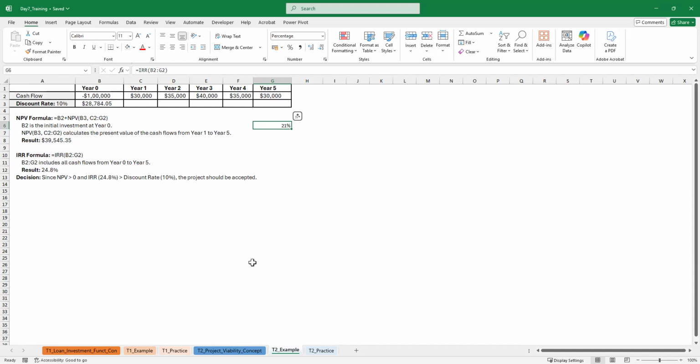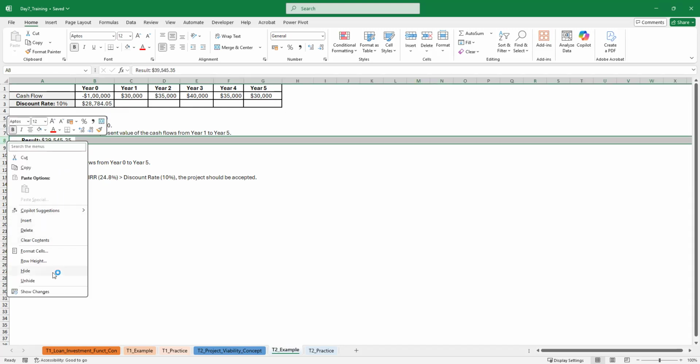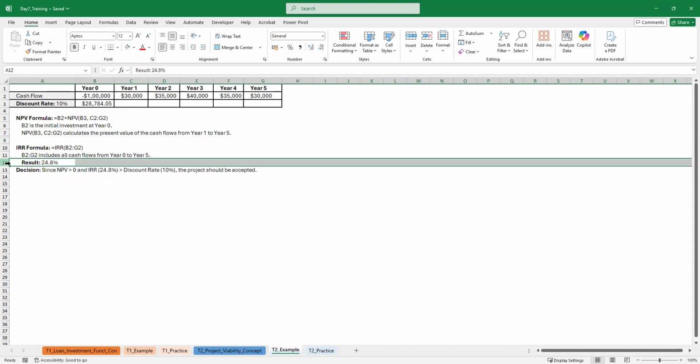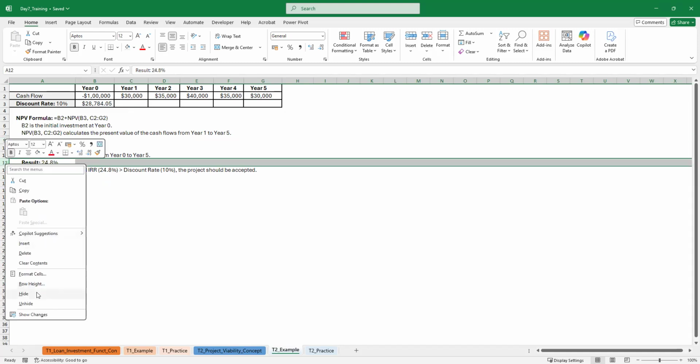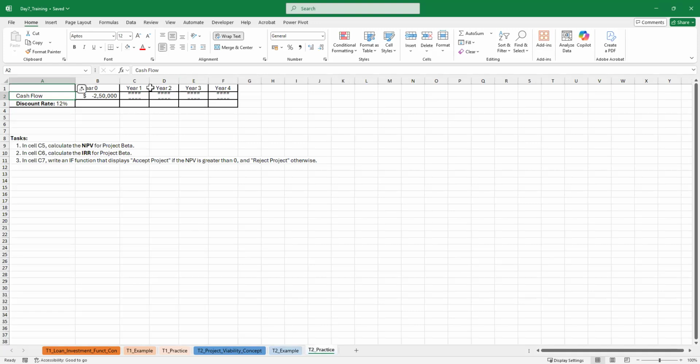So the thumb rule is if NPV is greater than zero and IRR is greater than the discount rate, the project should be accepted. So over here, we were getting NPV as 28,000 and IRR as 24.28. That means the project should be accepted. Okay, clear? Why don't you go ahead and practice this and the other one, and then tell me the result.